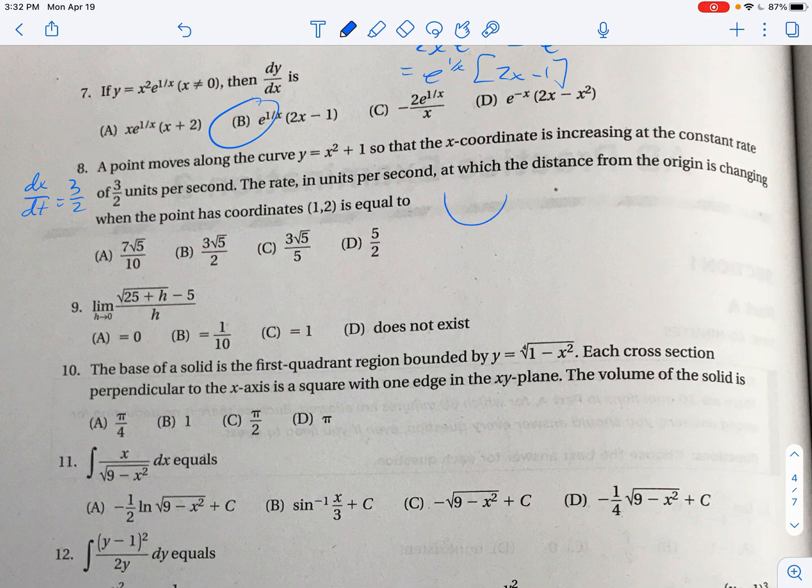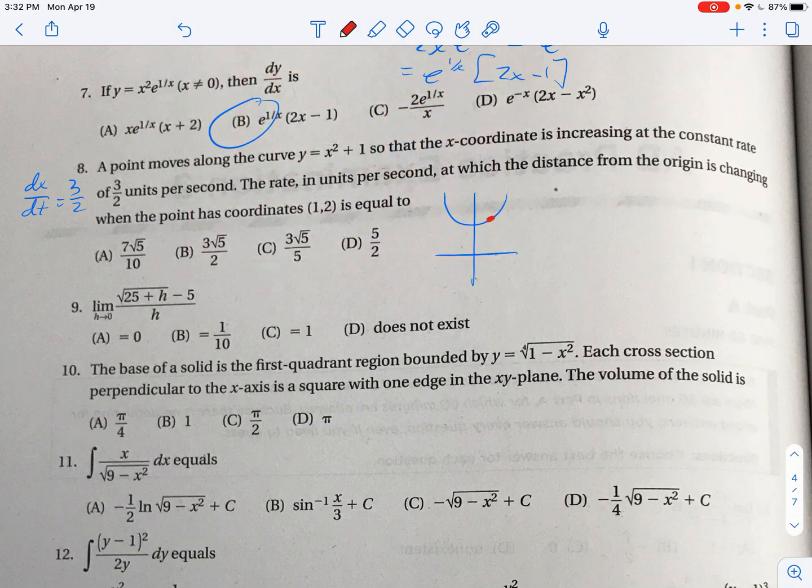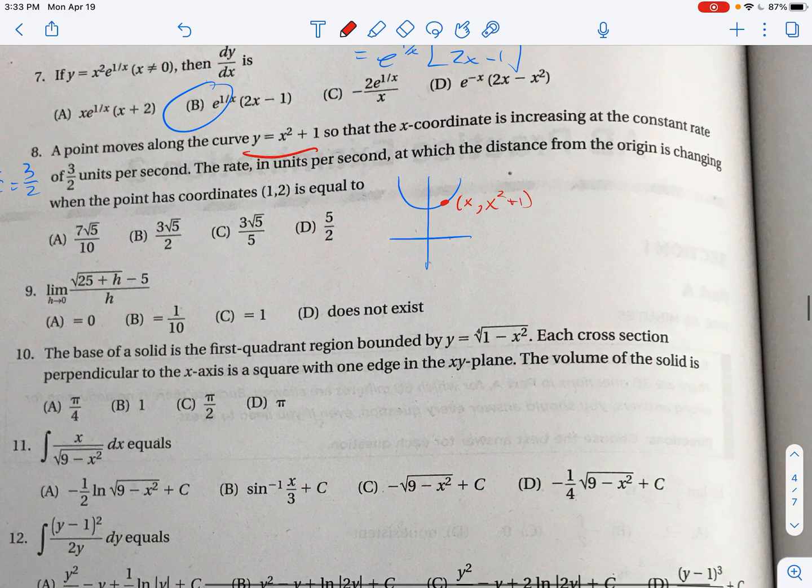I'm going to draw a little picture just to organize what's going on. Here is my point, and my point's at x comma y, but it's a point on that curve, so I'm actually just going to call it x comma x squared plus 1. And I want to measure this distance between that point and the origin.